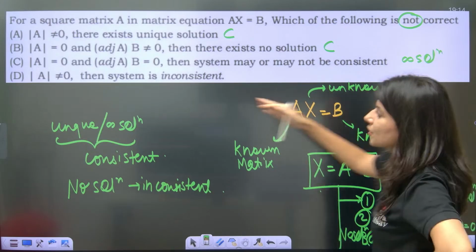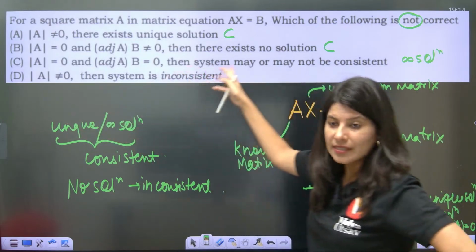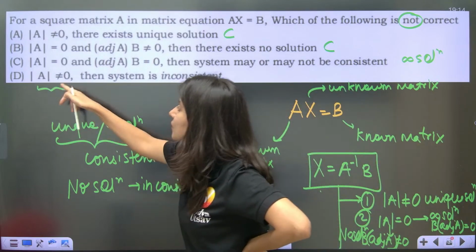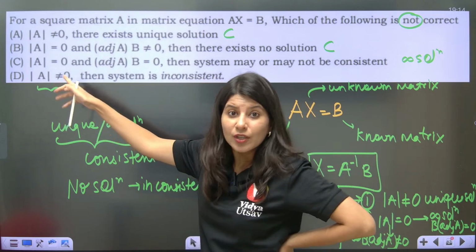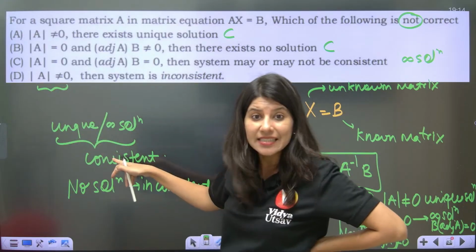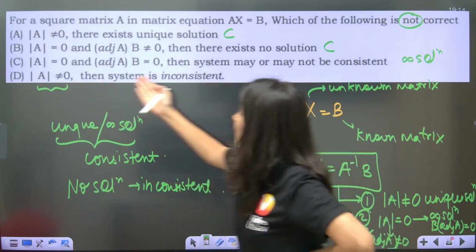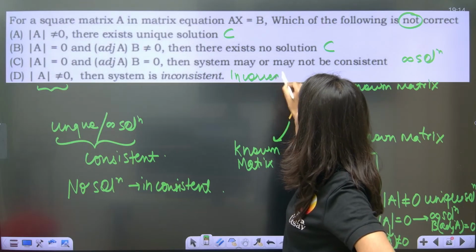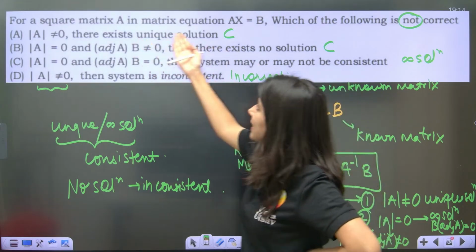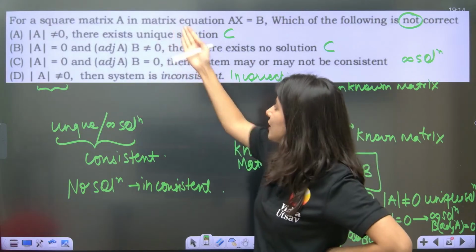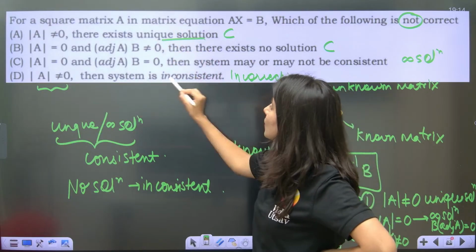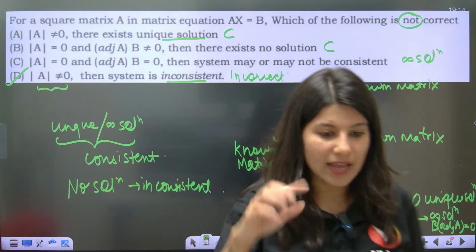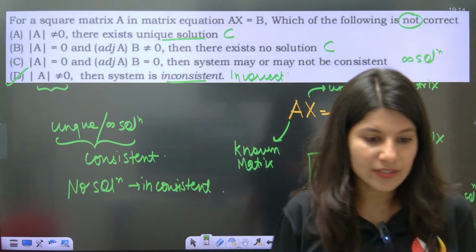What about option D? Because option C is somewhat correct. If determinant A is not equal to 0, that means unique solution. Unique solution means consistency. But they are saying that it is inconsistent. So this is completely incorrect. Unique solution means consistency. So option D is incorrect. That is why D I will take.